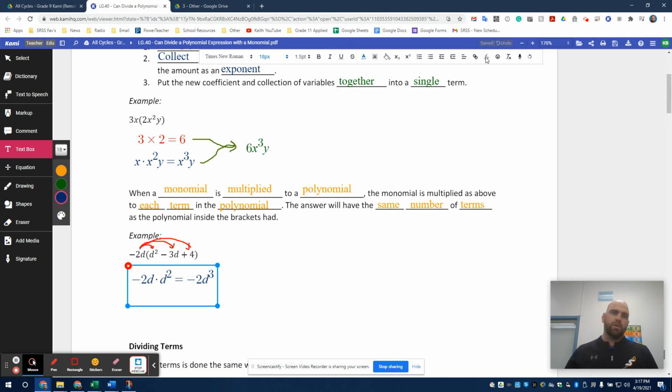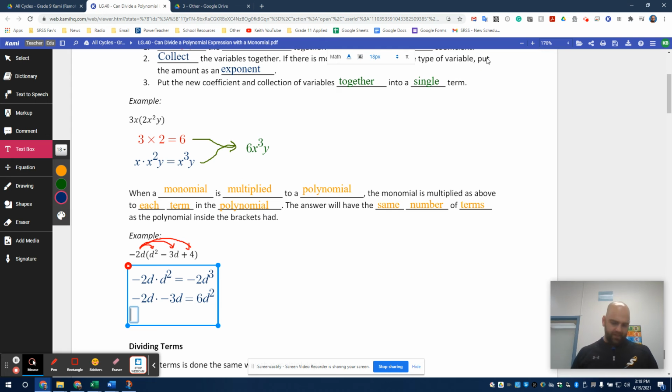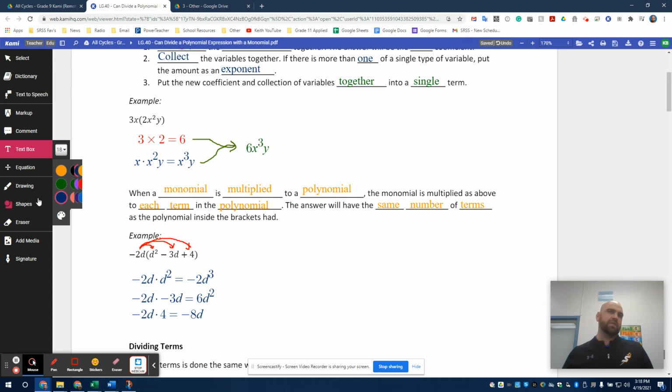Next, negative 2d times negative 3d. A negative 2 and a negative 3 gives positive 6, and we have 2 d's, one in each, so we have d squared. Finally, negative 2d times 4. Negative 2 and 4 is negative 8, and there is only 1 d, so we have negative 8d.